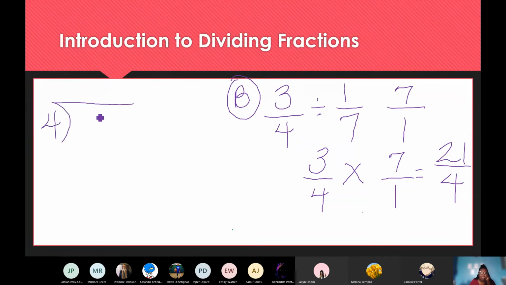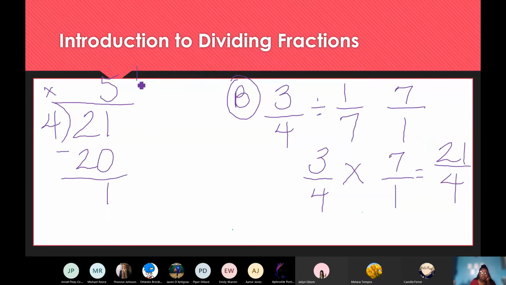I'm going to put my denominator on the outside of my division house and my numerator on the inside of my division house. 4 times what number will come closest to equaling 21 without going over? 5, not 4, 5. So 4 times 5 is what, guys? 20. I'm then going to subtract.